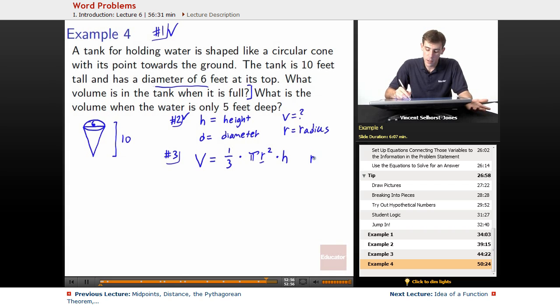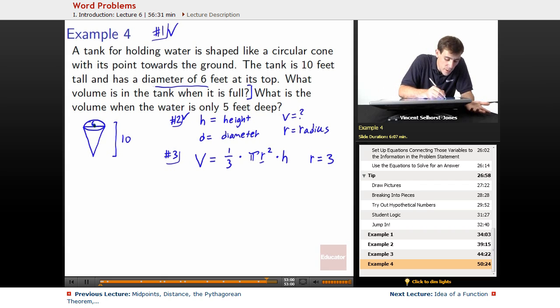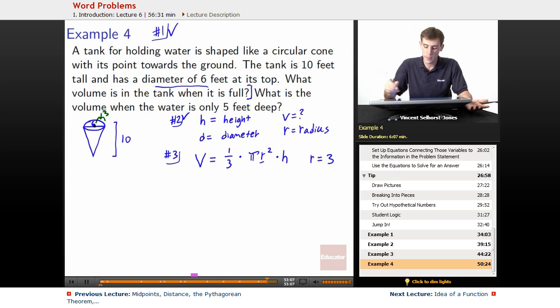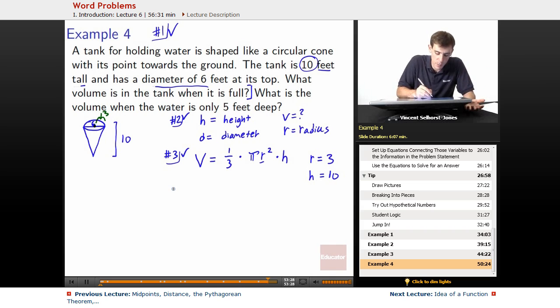So r equals 3, right? Halfway would just be, if the whole thing is 6, then halfway is going to be 3. So r equals 3. Our h equals, our height was 10 feet tall. So h equals 10. Now we've got only one unknown left in this equation here. V equals 1/3 times pi r squared times height. We know what the radius is. We know what the height is. Pi is just some number. 1/3 is just some number. So the only thing we're looking for is volume. Real easy. We just plug our numbers in at this point.